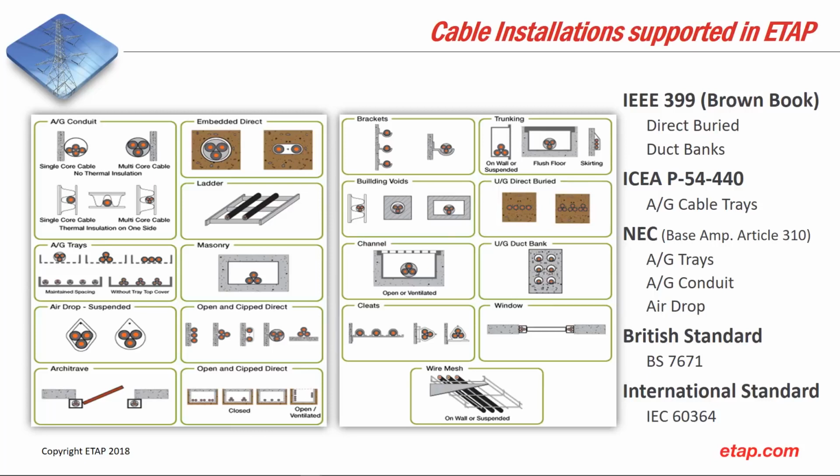And the next standard we're going to cover is NEC. This is essentially the base ampacities provided to us in Article 310. This is for above ground trays, above ground conduits, and airdrop. This is the type of installation as provided to us in the NEC. What we're going to do in this presentation is essentially perform a cable sizing using these methods in the software.